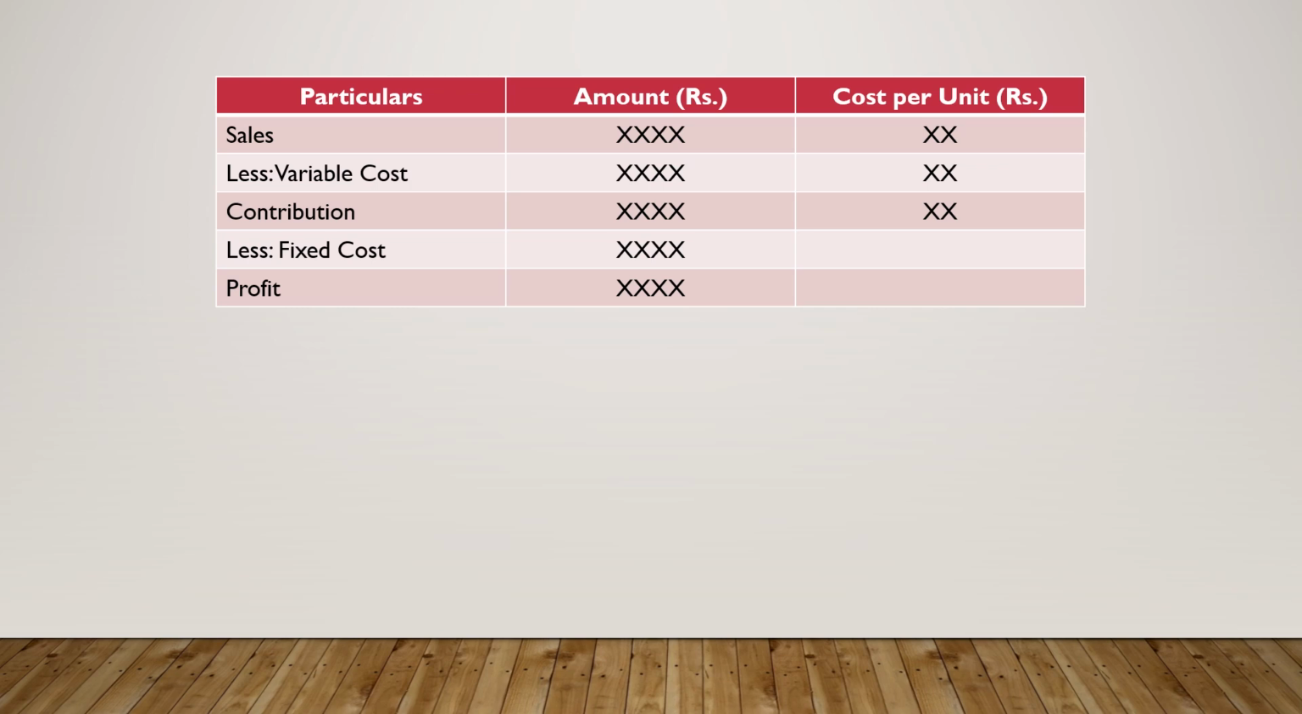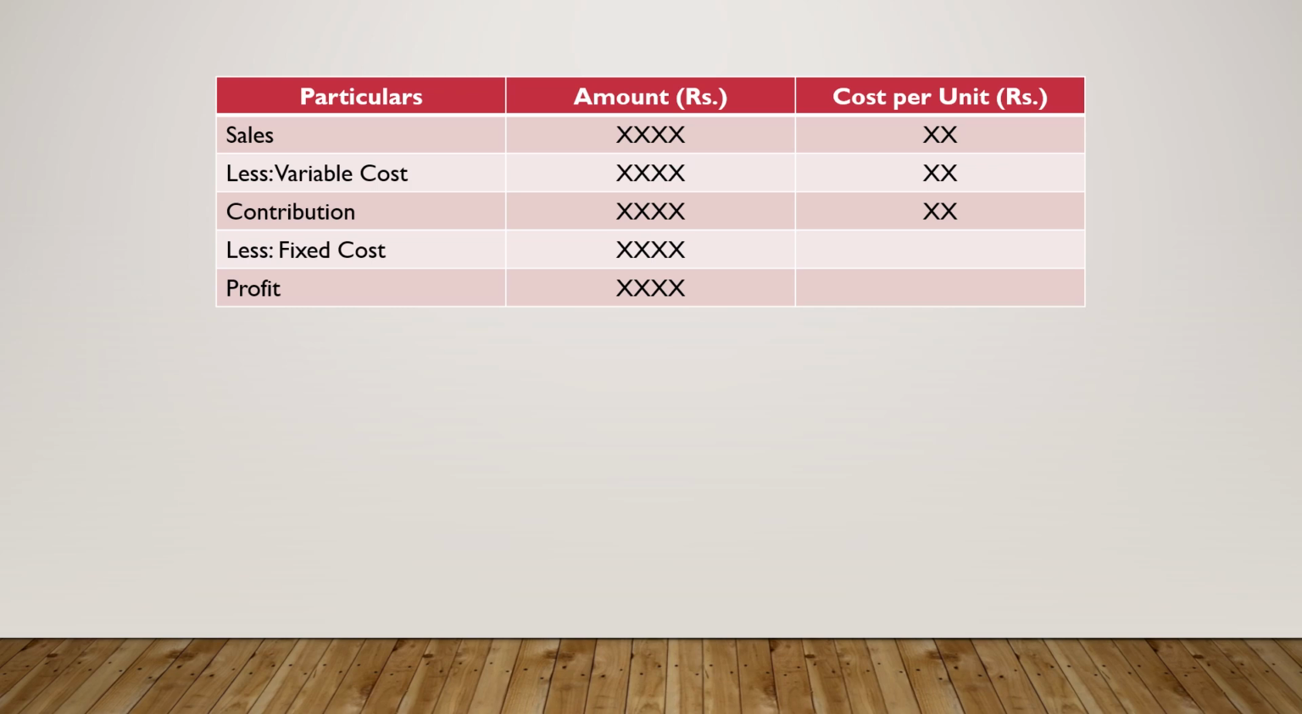So, this is the part of revenue which remains to cover fixed cost and generate profit. Now, contribution is given by the formula sales minus variable cost. If in a sum you don't have the sales and variable cost, but the fixed cost and profit are given, then also you can calculate contribution. The second formula is fixed cost plus profit, which will give you contribution.